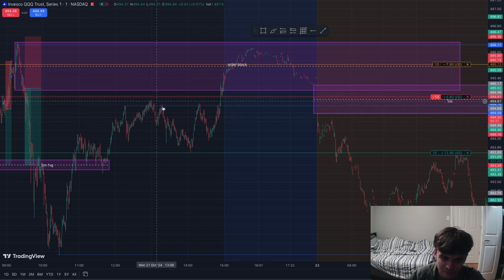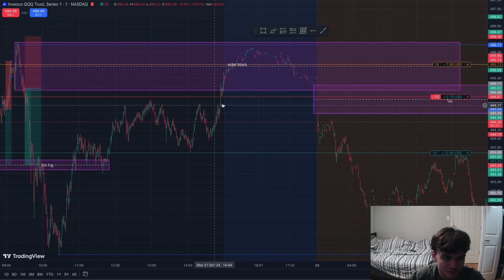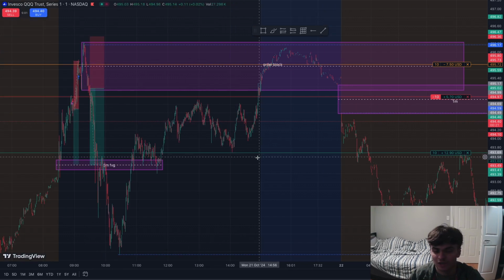Realistically, you would have had your stop loss here and probably your take profits somewhere towards the bottom of this imbalance, bro. That would have hit. That would have played out. Liquidity, baby. Liquidity is the way the market moves, man. It's pretty easy to spot.